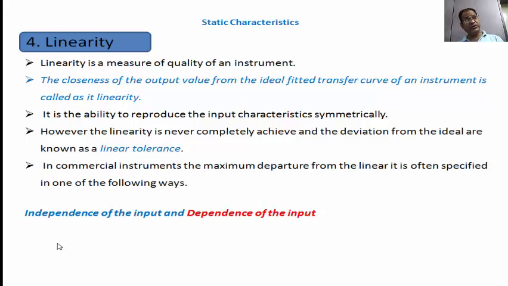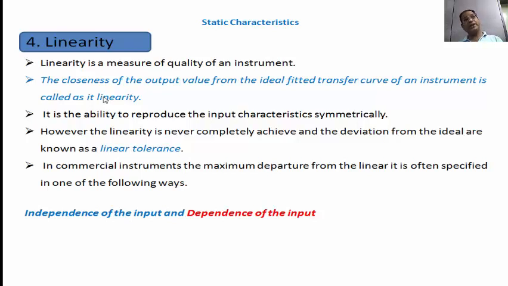Also in sensitivity we have seen the linear and non-linear types. In that also we have said that the closeness of the output value to the ideal fitted transfer curve of an instrument is called linearity. Transfer curve means the input-output curve of an instrument. That will decide the linearity.